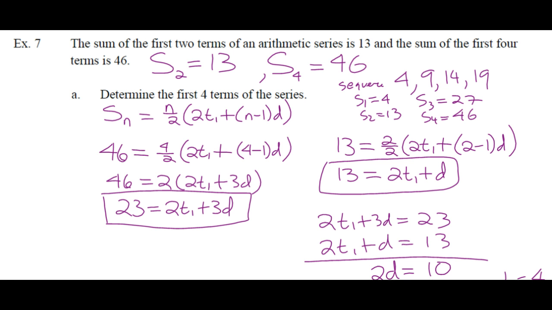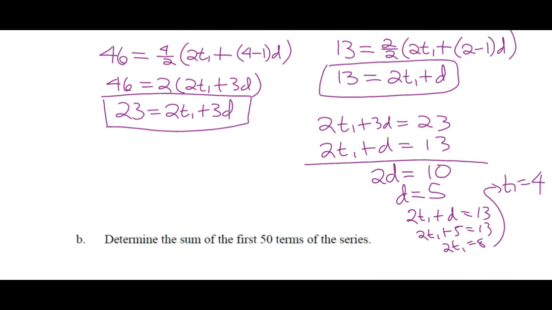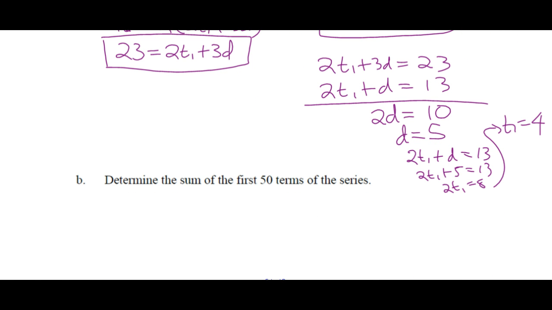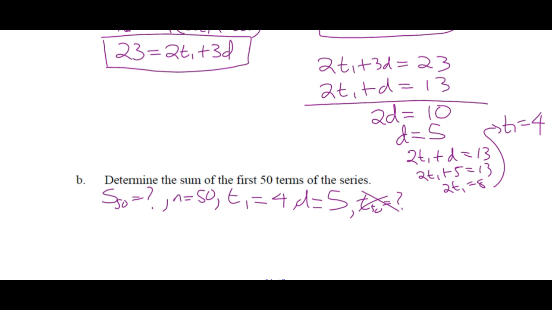So list the information you have, figure out what you have. You have 3 formulas available to you for arithmetic sequences and series. Which one am I going to do? Oh, wait, we still have to do B. Determine the sum of the first 50 terms of the series. Okay, so S50 is what we want. n is 50. T1 is 4. And D is 5. And T50 is who knows or who cares.